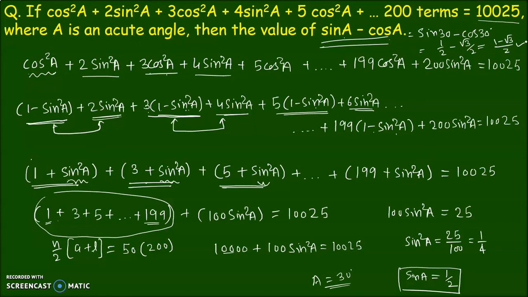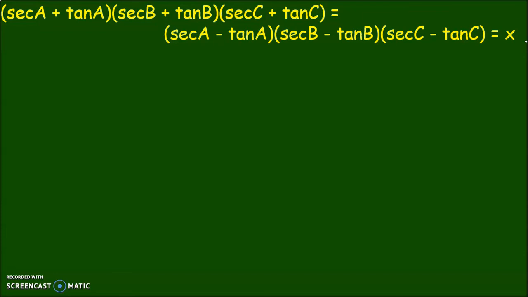So this was a very interesting question from the challenger. Now try to solve this question on your own. The question is: sec A plus tan A multiplied by sec B plus tan B multiplied by sec C plus tan C is equal to sec A minus tan A multiplied by sec B minus tan B multiplied by sec C minus tan C, which is equal to x. Here you have to find the value of x. So try to solve this question on your own.